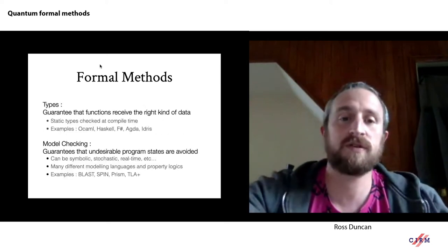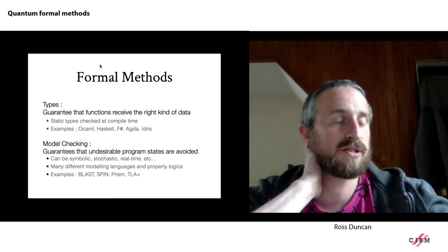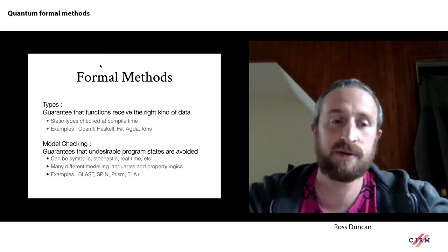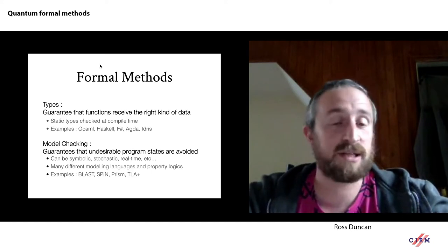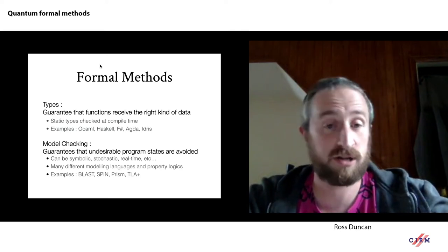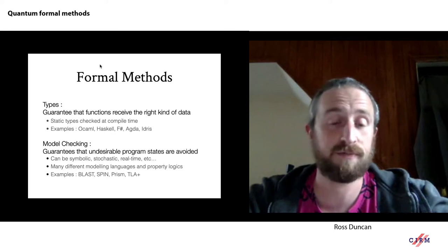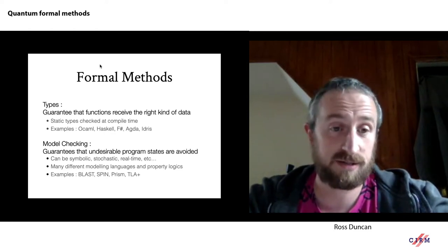So the first thing is, of course, types. Almost all programming languages today have some notion of type. And the idea is simply that if I'm expecting to receive a string, you're not going to give me an integer. If I'm expecting to receive a pointer to something, I'm not going to receive a null byte, and so on.